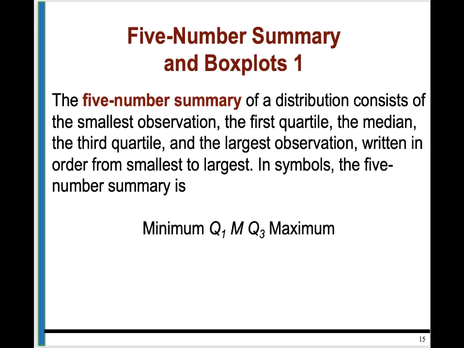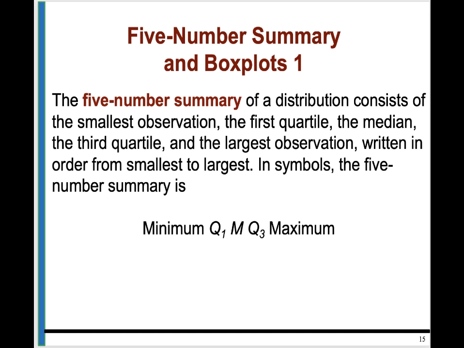The 5-number summary is a name given to 5 important descriptions of a data distribution. The minimum, which is just the smallest number, Q1, that we just discussed how to find, the median, Q3, and then the maximum. So anytime that you're looking for the 5-number summary, those are the 5 numbers that you need to find.